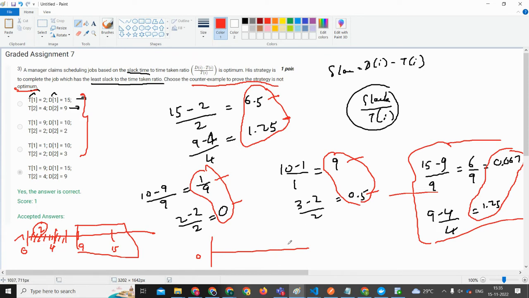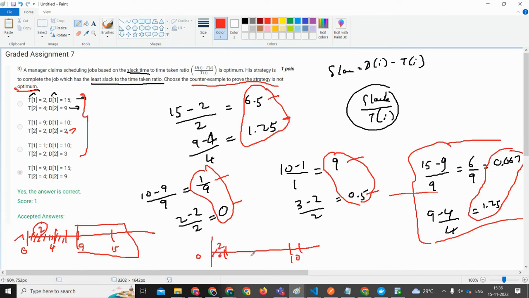The first job has a deadline of 10, right? And another one has a deadline of 2. We can clearly see that you have to do the second job first, because the time taken is 2 hours and the deadline is also 2 hours. So if you do the second job first, right?